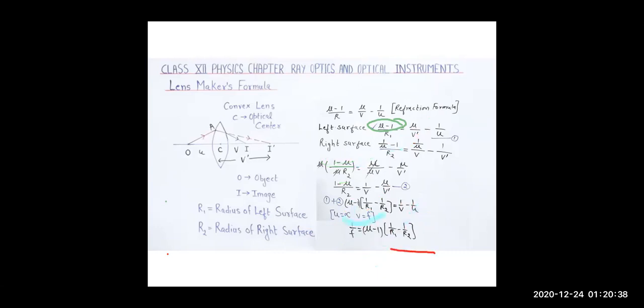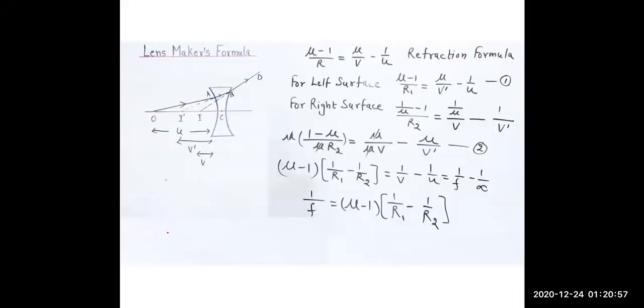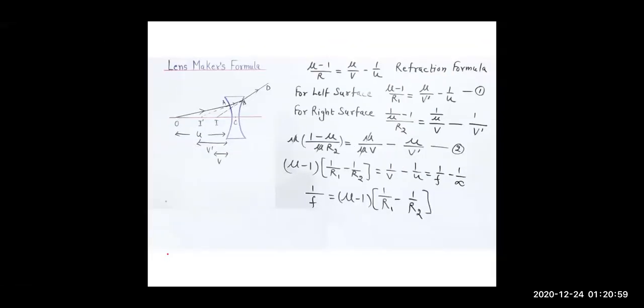So this is your lens maker formula, which is used by the lens manufacturing companies to calculate the value of the focal length of the lens, whose refractive index is mu, and the radius of curvature of the surfaces is R1 and R2. Right, children? Now let's derive the lens maker formula for the concave lens.